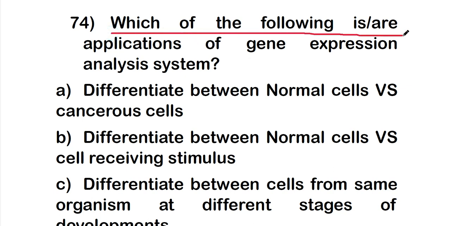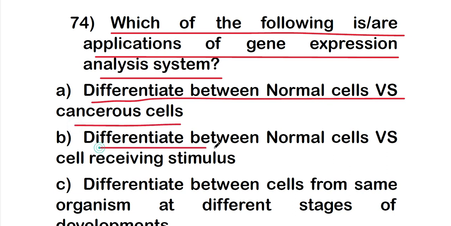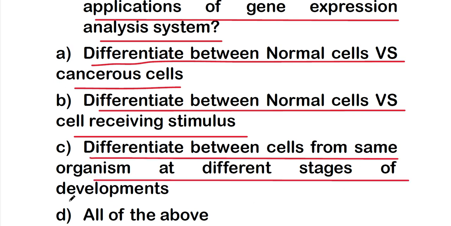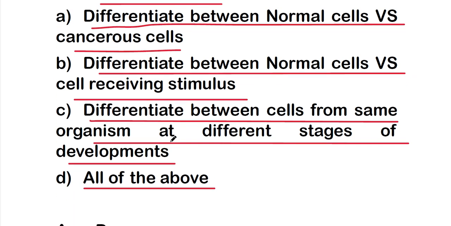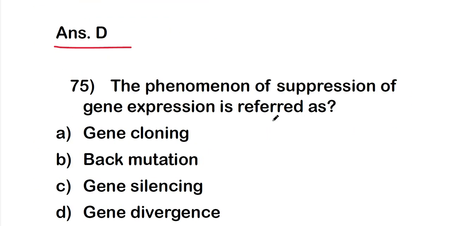So which of the following is or are applications of gene expression analysis system? And the options are: option A differentiate between normal cell versus cancerous cell, option B differentiate between normal cells versus cell receiving stimulus, option C differentiate between cells from same organisms at different stages of development, or option D all of the above. And the right one is option D, that is all of the above are right. So all of the above conditions are applications of gene expression analysis system. Okay, so let's move on to question number 75.